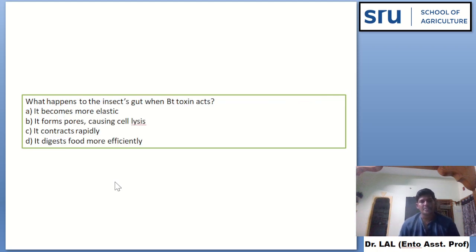What happens to the insect's gut when Bt toxin acts? It becomes more elastic, it forms pores causing cell lysis, it contracts rapidly, or it digests food more efficiently. Here the correct answer is it forms pores and causes cell lysis.